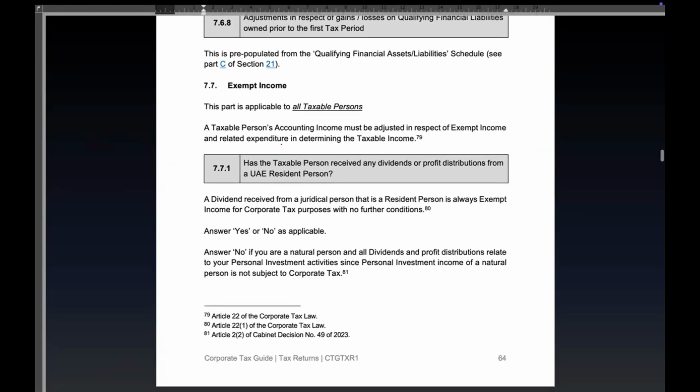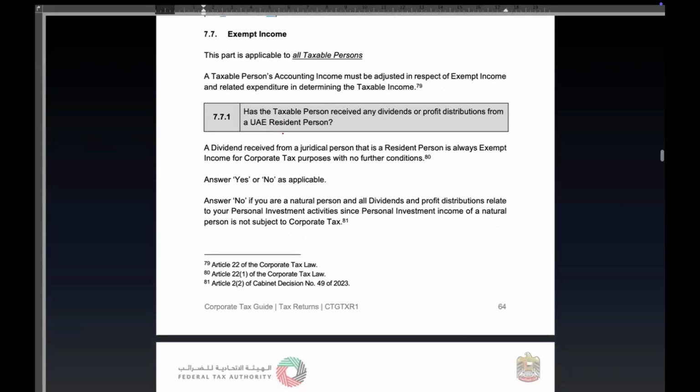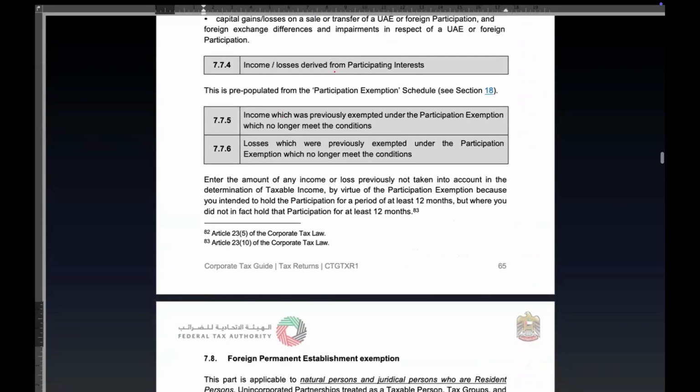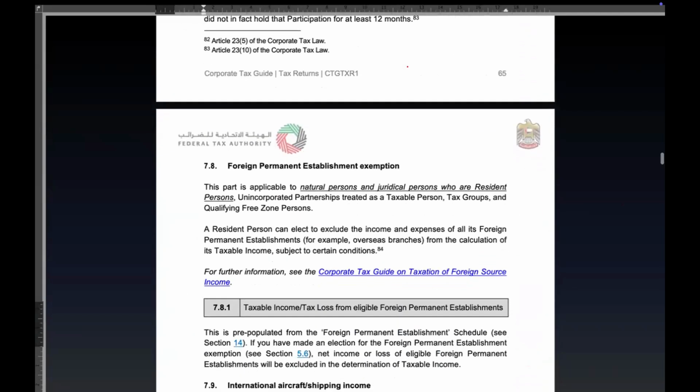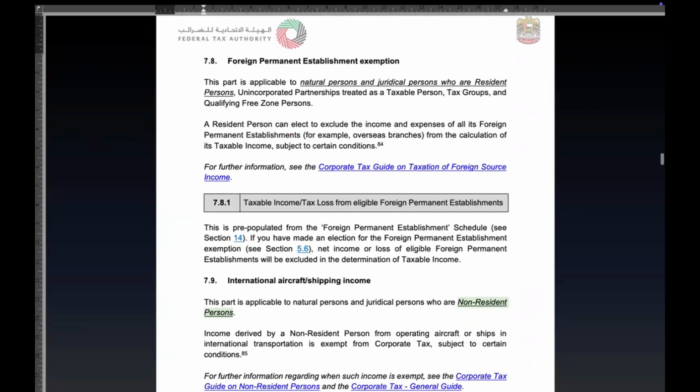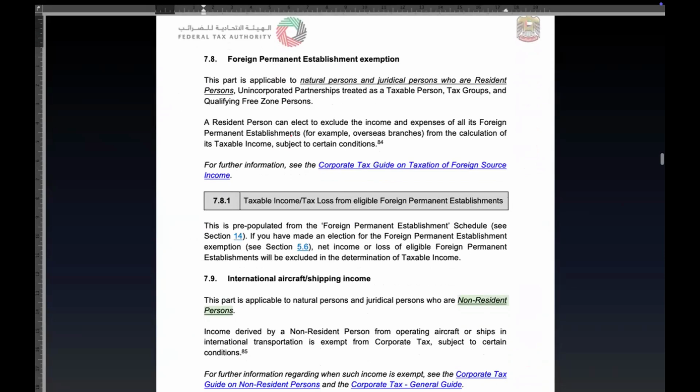Exempt income, we need to make an apple to apple comparison. We need to remove the related expenses as well. They mentioned participation basically. Just look into this, please. Foreign PE, as I mentioned earlier, for the foreign PE, it will be applicable on all branches. You cannot pick and choose.